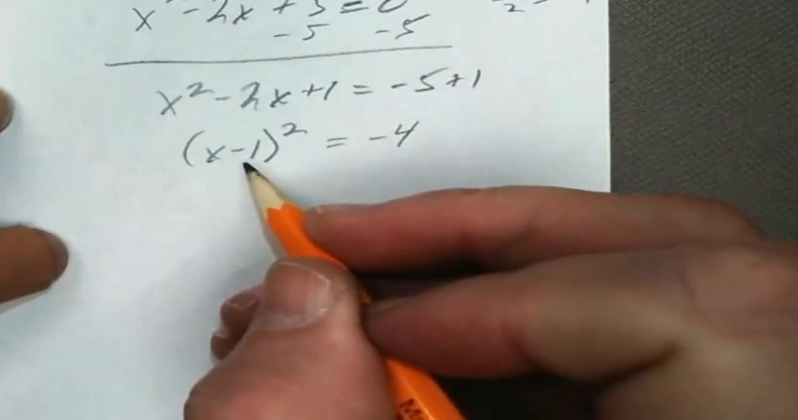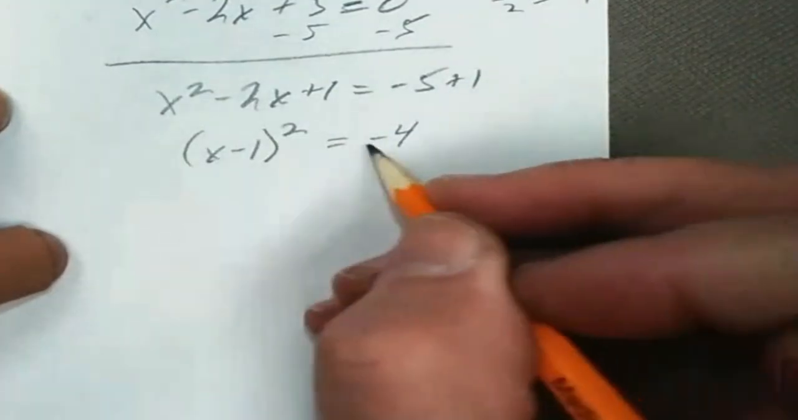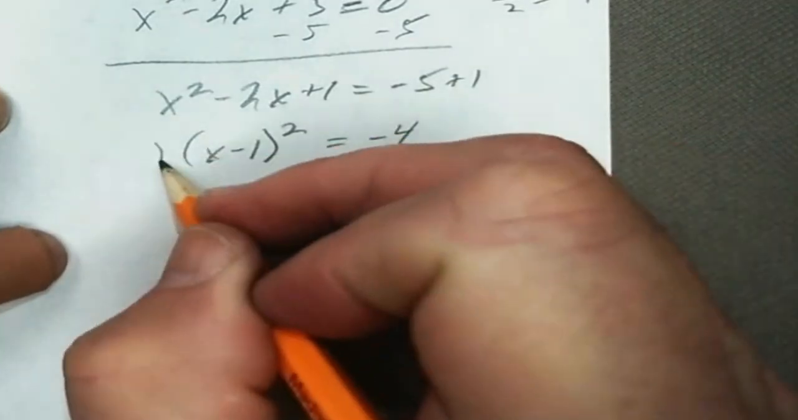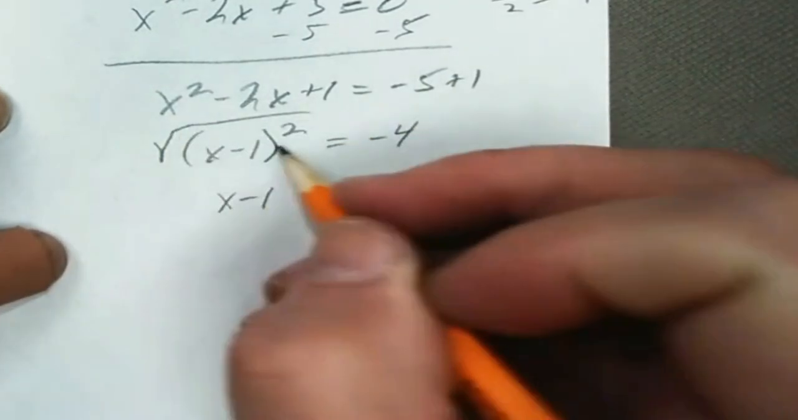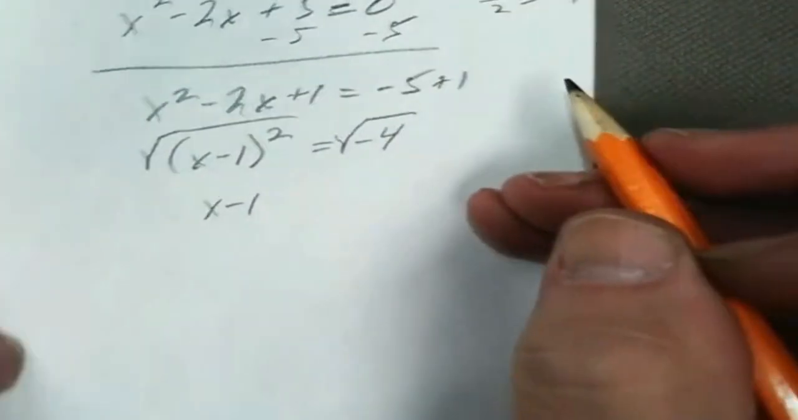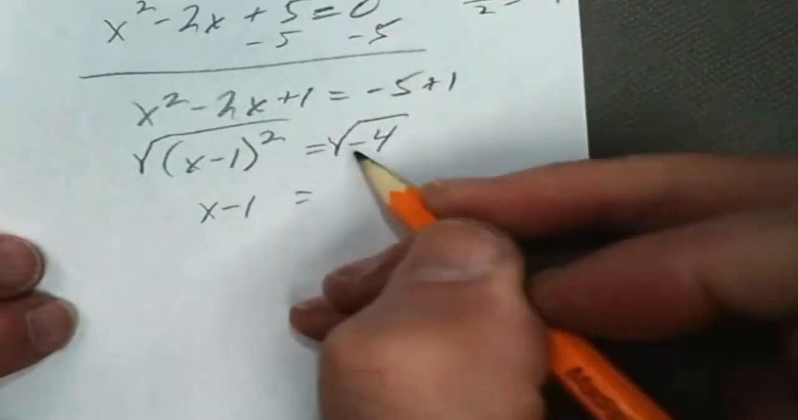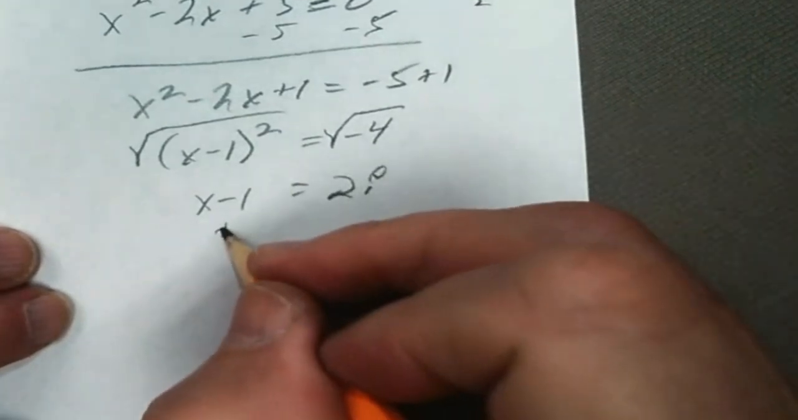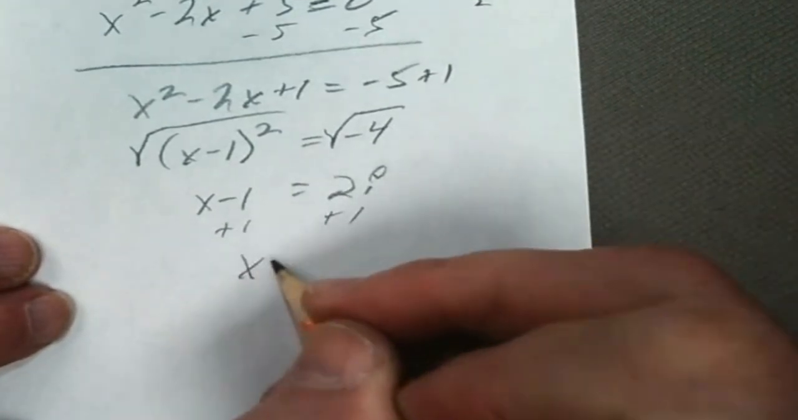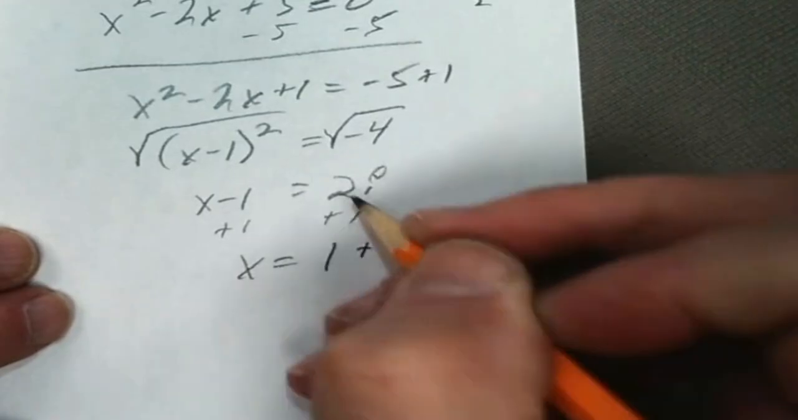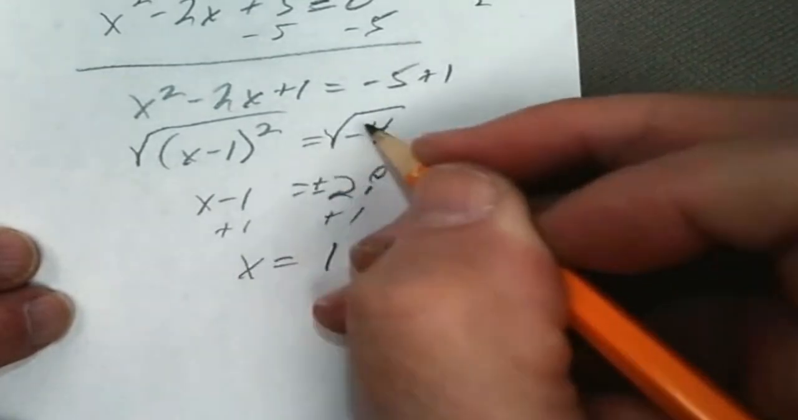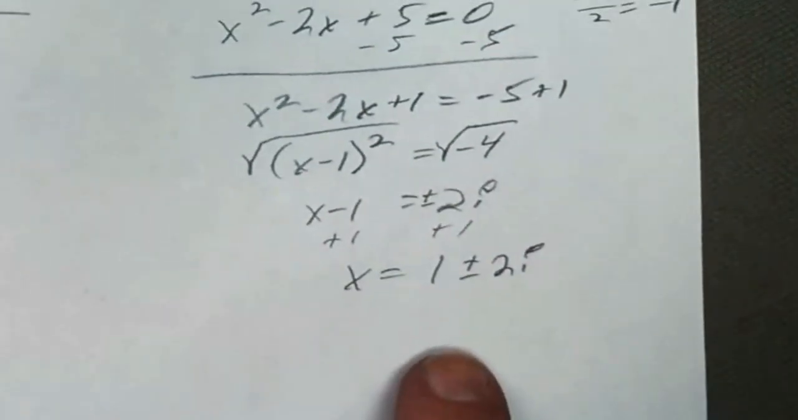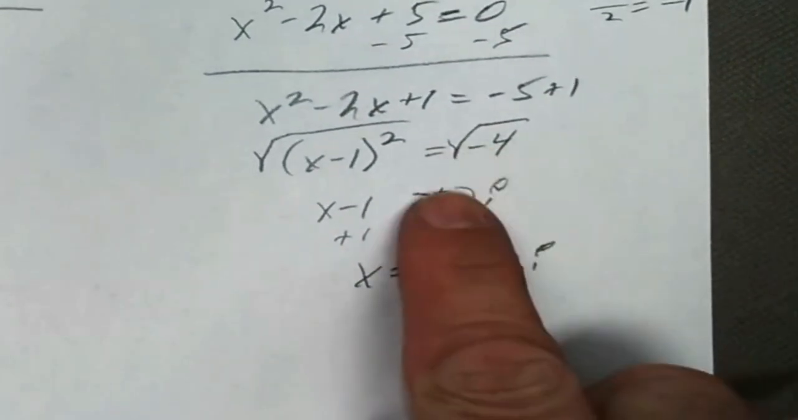Now, if I'm solving this, I take the square root of both sides. The square root of this side is just x minus 1, because those cancel each other out. The square root of negative 4 is 2i. Add 1 to both sides. x equals 1 plus, well, it's plus or minus 2i because it's a square root. Plus or minus 2i. So I can get the same answer. Just remember, when I take a square root, it's either positive or negative.